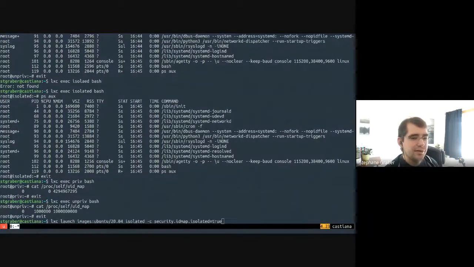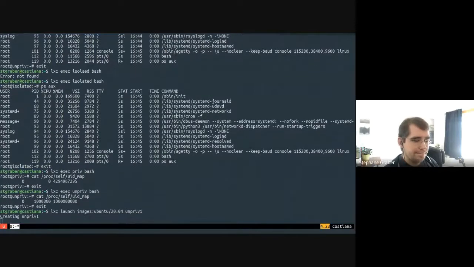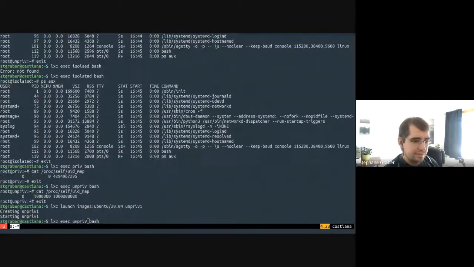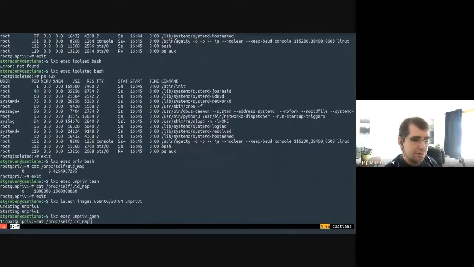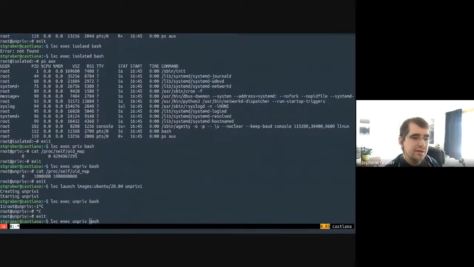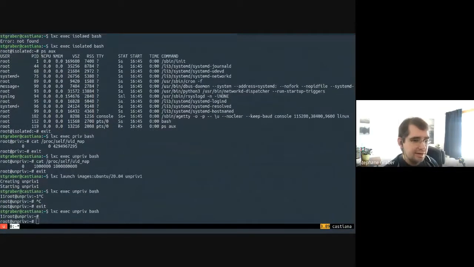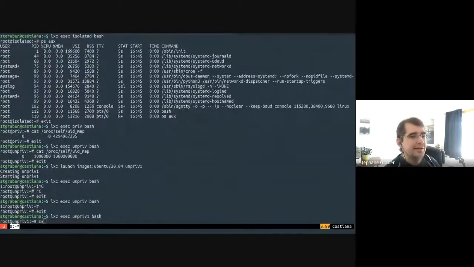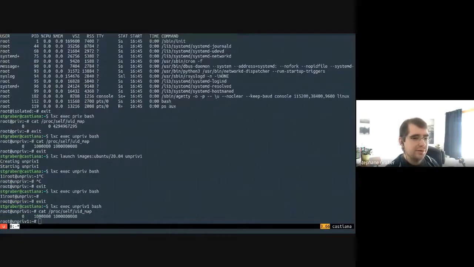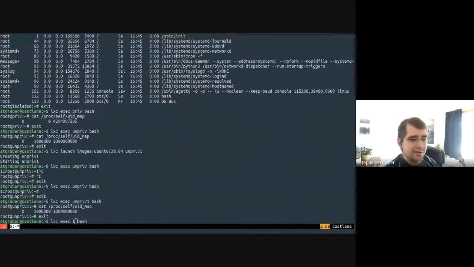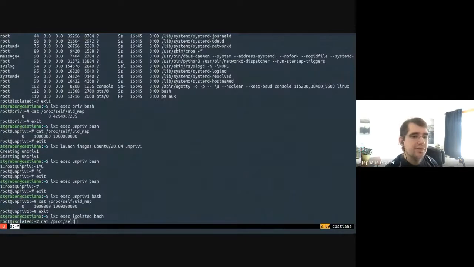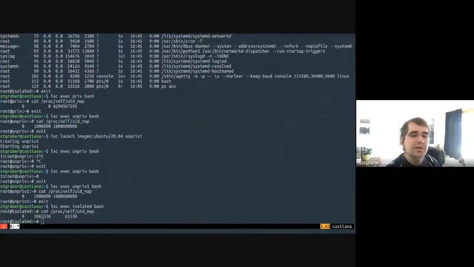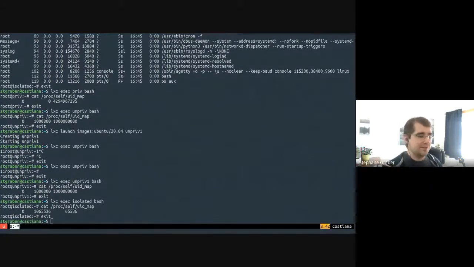If I was to start a second one of those, and I look inside this one, we'll see the exact same map in place. But now if we look at our isolated one, we can see that it's mapped only 65K UIDs and GIDs, and at a different spot.